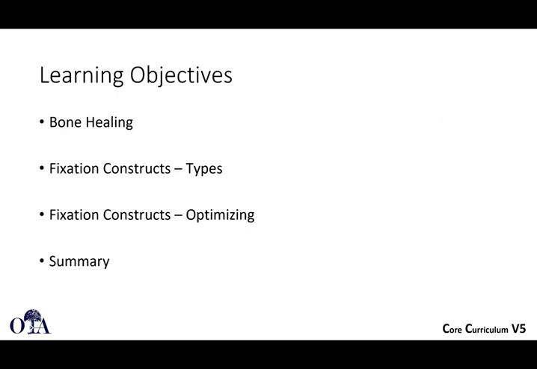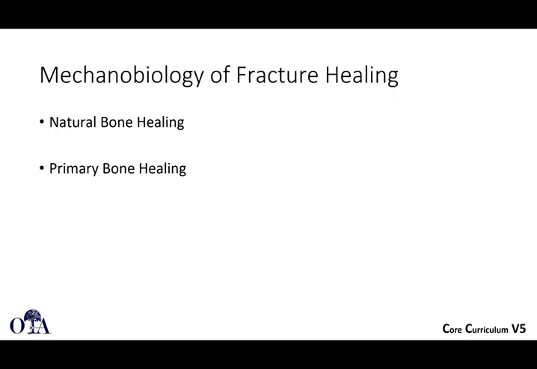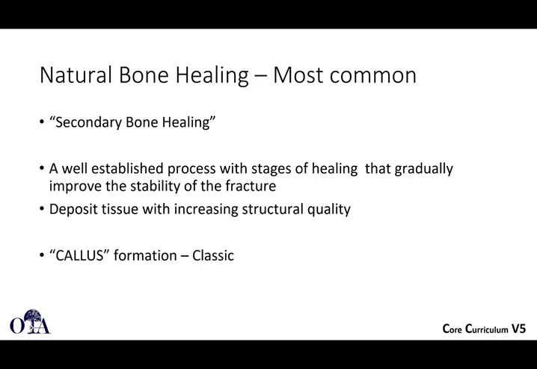So objectives are to learn about bone healing, learn about types of fixation constructs, how to optimize them, and then we'll summarize. So there is natural or secondary bone healing as well as primary bone healing. And secondary bone healing, or natural bone healing, is a very well-established process with 3, or sometimes broken down to 4, stages of healing that eventually improve the stability of your fracture. And you get a hematoma and then soft callus, hard callus, and then remodeled bone that has increased structural quality as you go over time.